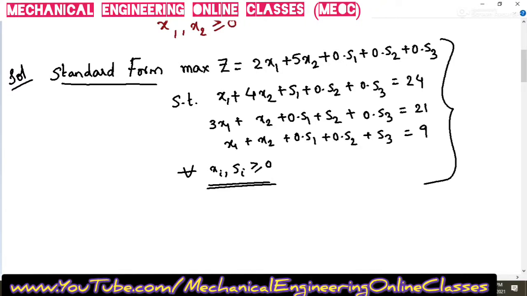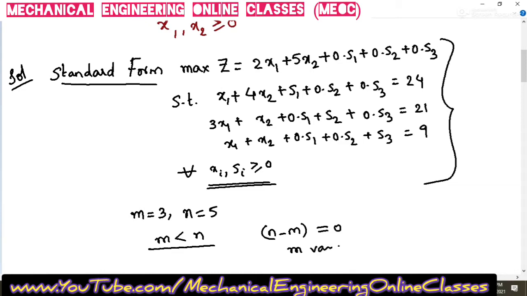So from the given LPP, it is clear to us that the number of equations is 3 and the number of variables is 5. So m is less than n. So we have to find a solution using the basic solution concept. The extra number of variables, which is n minus m, must be equated to 0, and we have to find the remaining m variables. So simplex iteration always starts from origin, because x1 and x2, their least value is 0. They can be 0 or more from this non-negativity restriction.